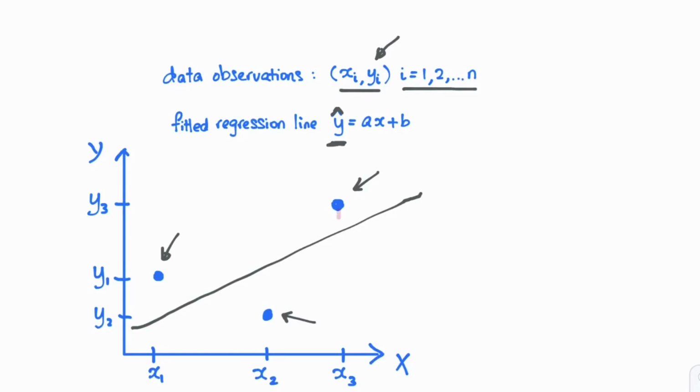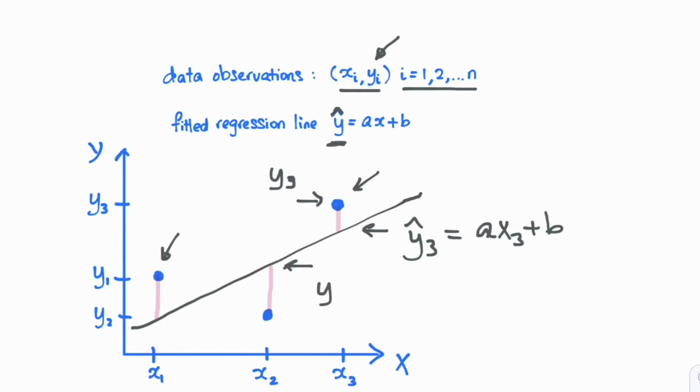And the way to quantify how close it is, is to think about this vertical line between each dot and the line. Now the height here is given by y hat 3, right? So this one over here is y3, but this height is y3 hat, and this y3 hat is given by ax3 plus b. Similarly, this height here is y2 hat because it corresponds to the second observation and is given by ax2 plus b. And this third point here is y1 hat equals ax1 plus b.